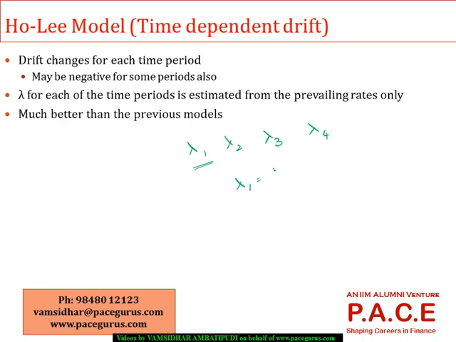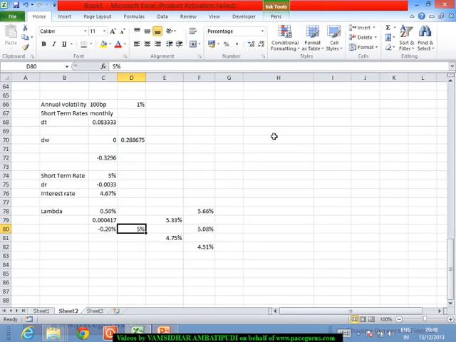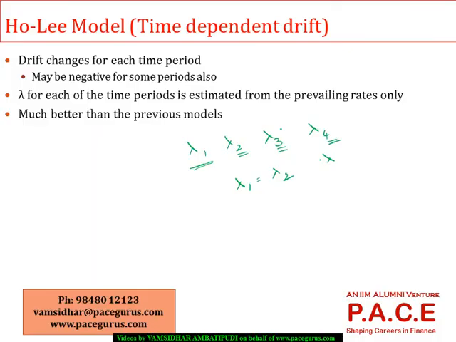But wherever two different lambdas are equal, it is more or less similar to the earlier model, the model with a constant drift of lambda. But if they are all different, it is going to produce a completely different structure for interest rates. And because the lambda can be negative here, it's even more relevant to the real world, because we don't need to focus only on growing interest rates over time, but can look at falling interest rates also. So the Ho-Lee model is much more appropriate compared to the earlier two models.